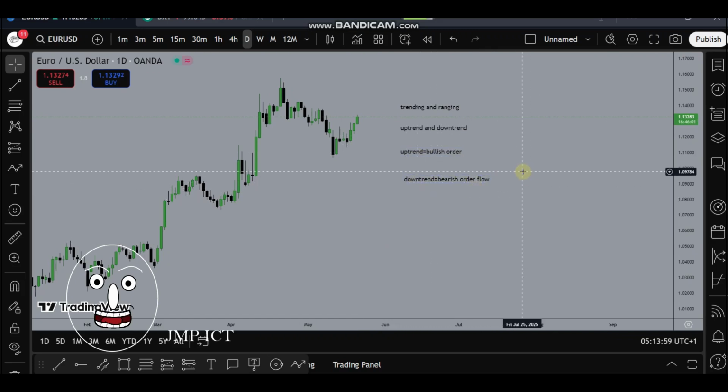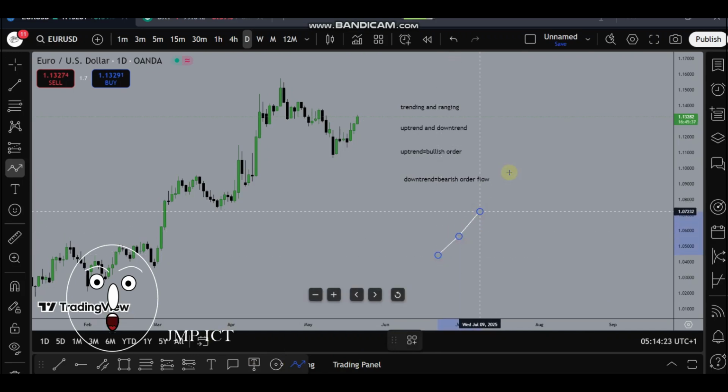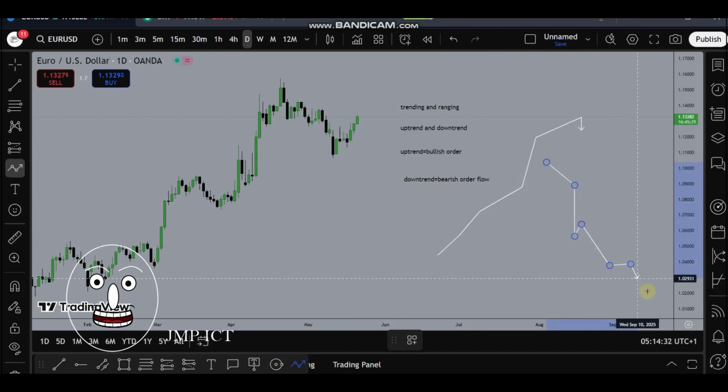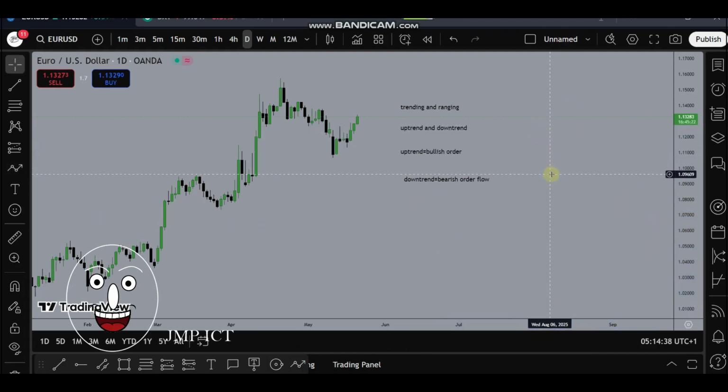So the structure that represents this order flow is called bullish order flow market structure, and the bearish one is called bearish order flow market structure. You can call it bullish market structure, bearish market structure. So what is a trend? Trend is when price is just moving in a direction, that is uptrend. Downtrend is when price is coming down in a particular direction, that is the direction is down. Now the order flow is when price is seeking liquidity in a particular direction.